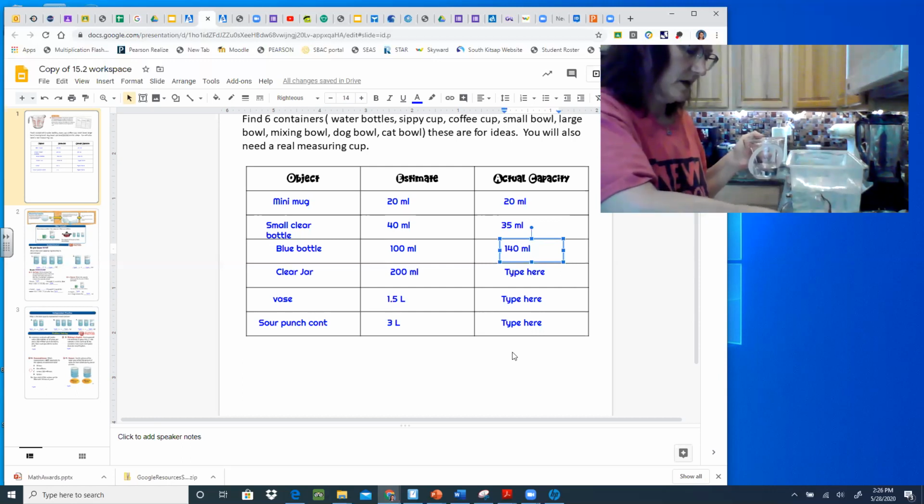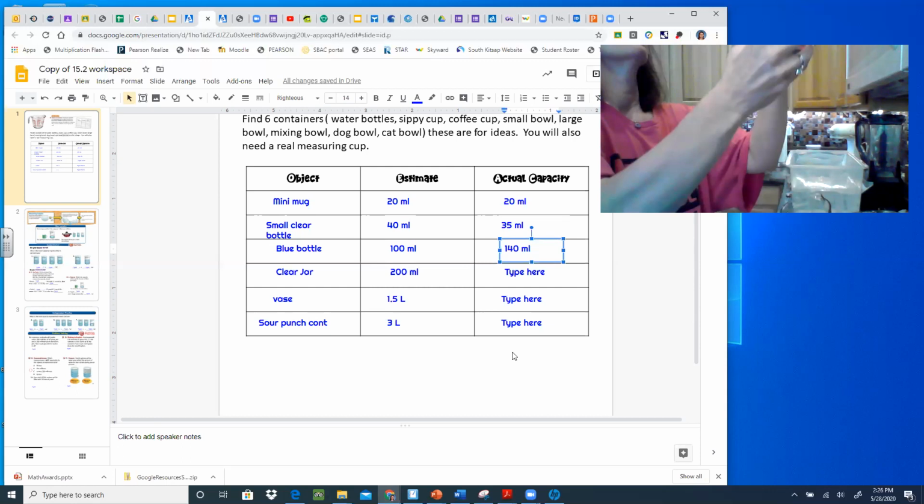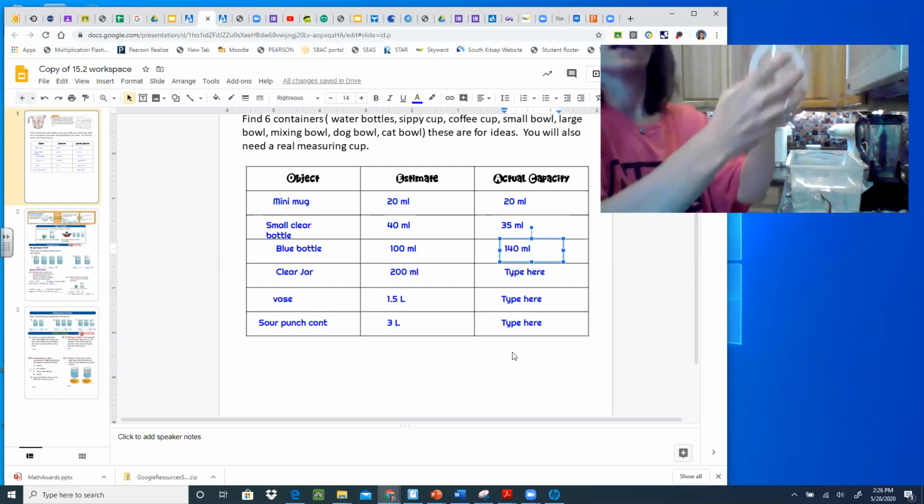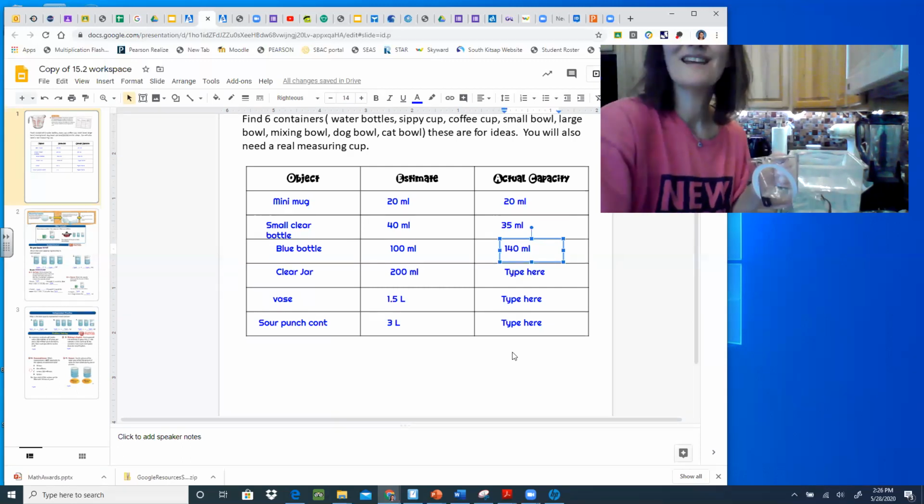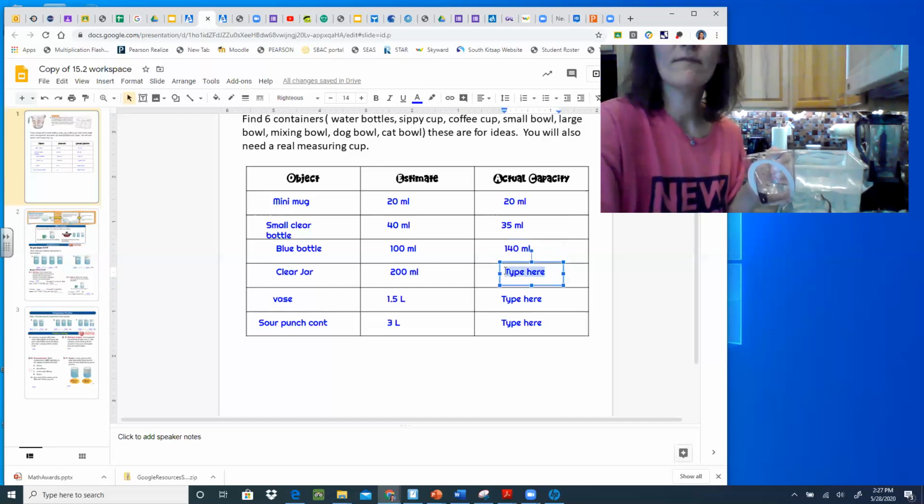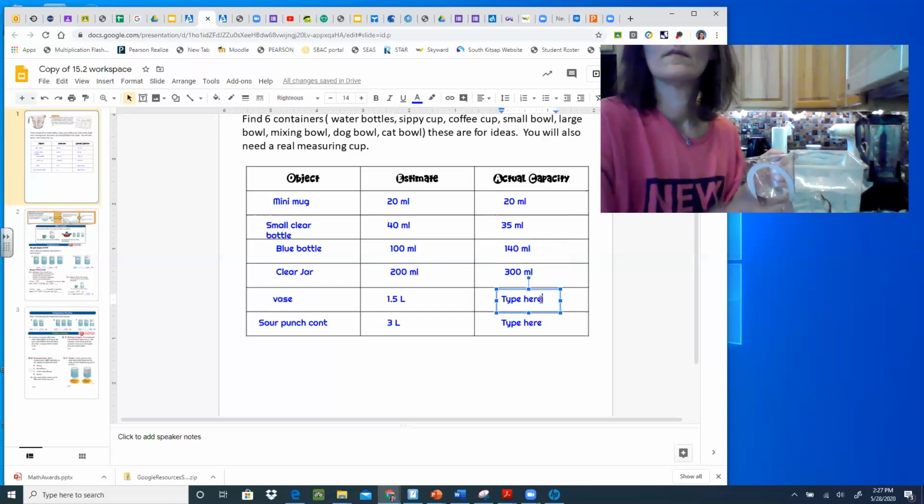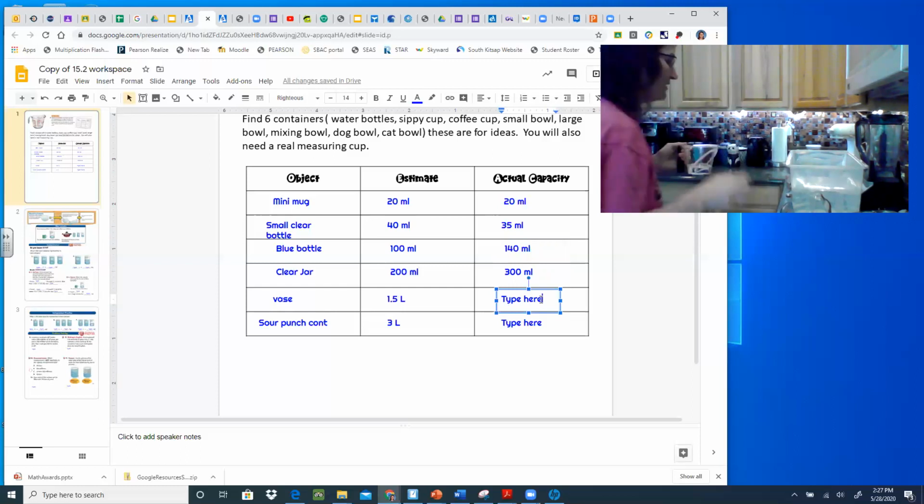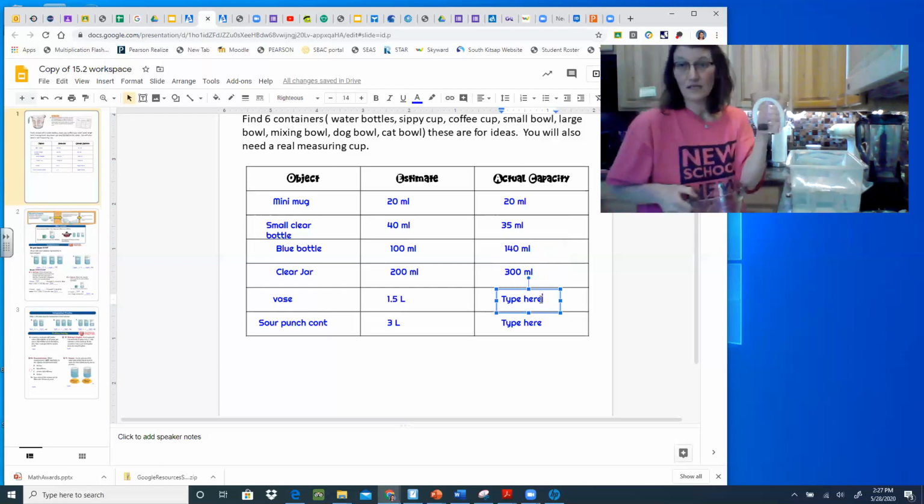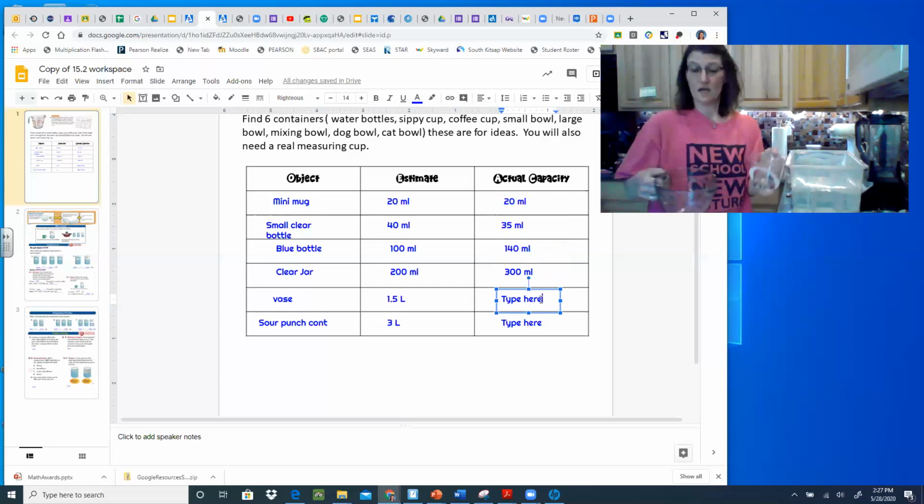full. So I started with 400. I now have, oh, I have 100 left. So 400 take away 100 is 300. So I was pretty far off in my estimate. Okay, now for the vase, I'm not going to waste my time 500 at a time.